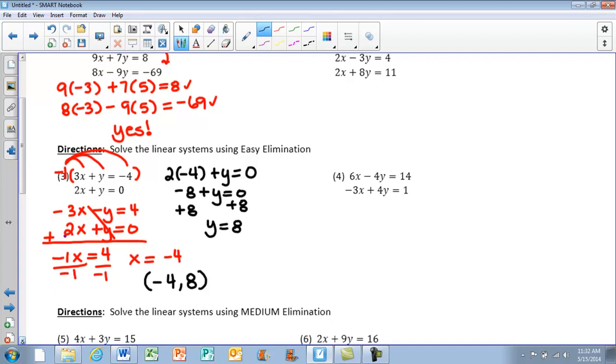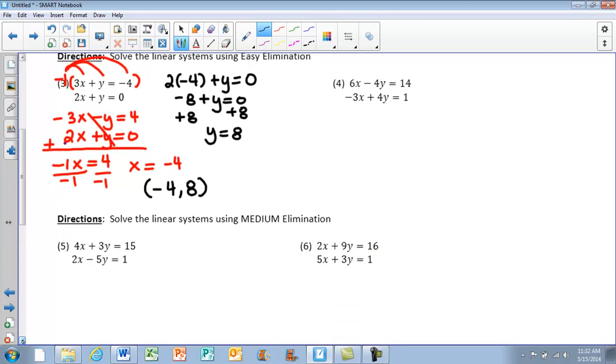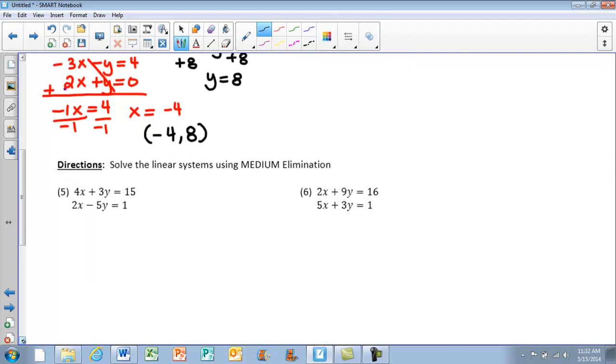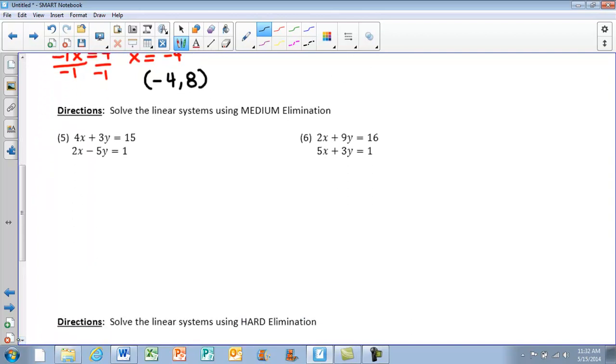Alright, let's jump down to number 5. Again, we're going to use elimination. Remember, we should be looking at the coefficients. So I'm going to eliminate my x's so that I only have to multiply one time. So I'm going to multiply this bottom equation by negative 2. So my top one stays the same: 4x plus 3y equals 15. Then I have a negative 4x plus 10y equals negative 2 for that second equation.